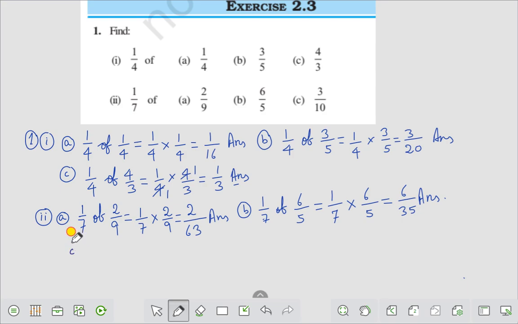C is 1 by 7 of 3 by 10, that is equal to 1 by 7 of means multiply, that is 3 by 10, that will be equal to 3 by 7 tens, 70.